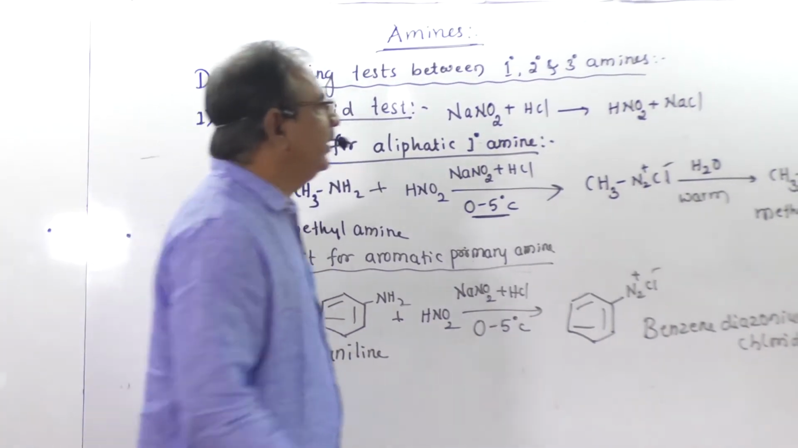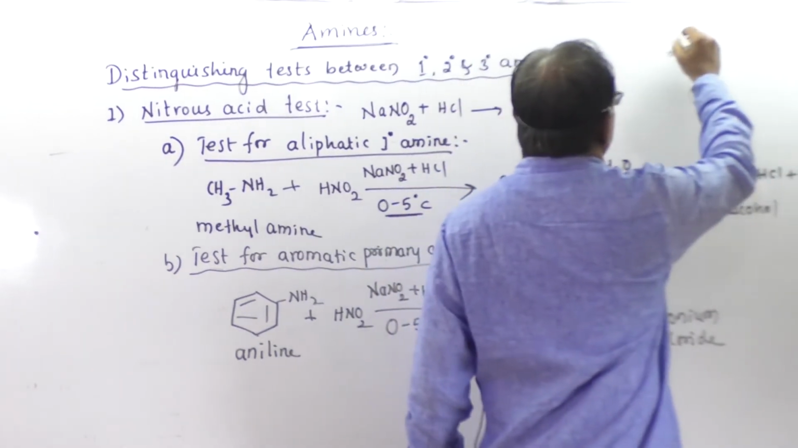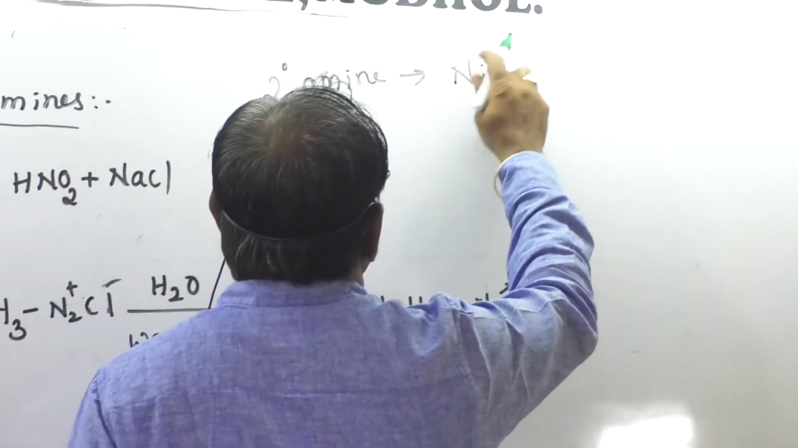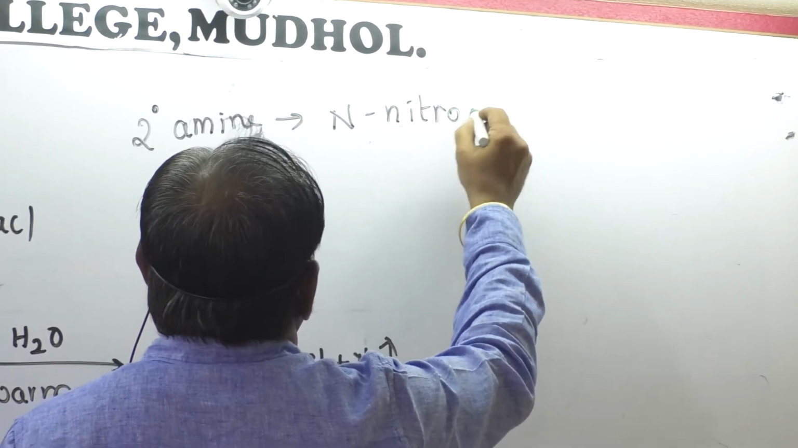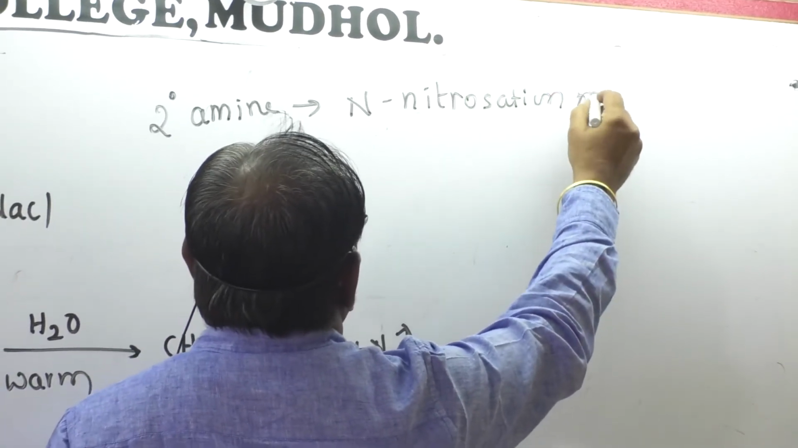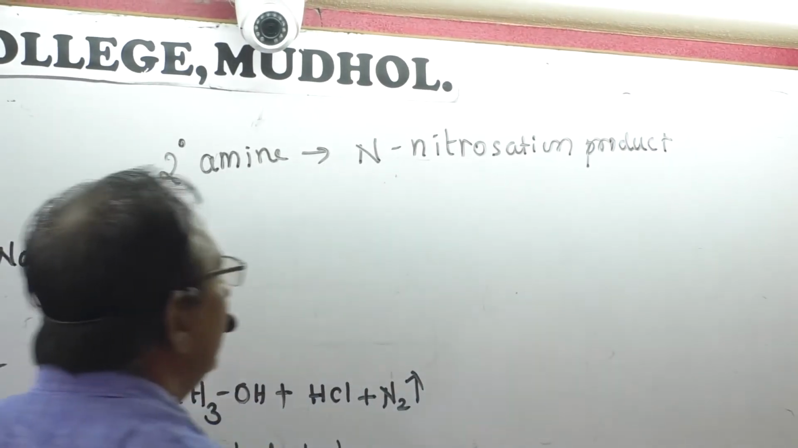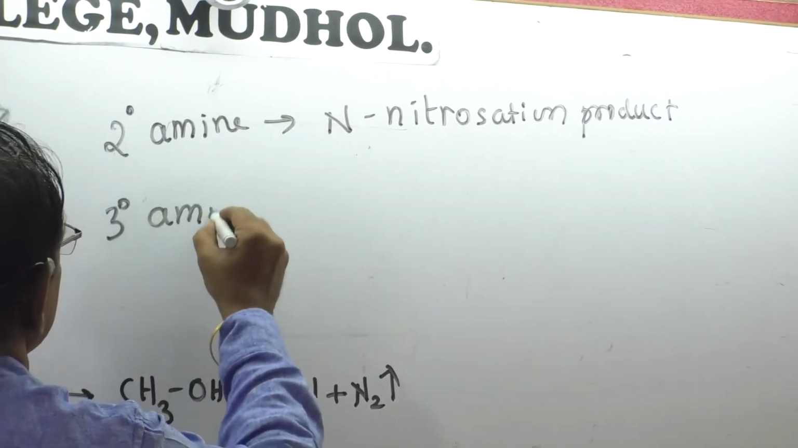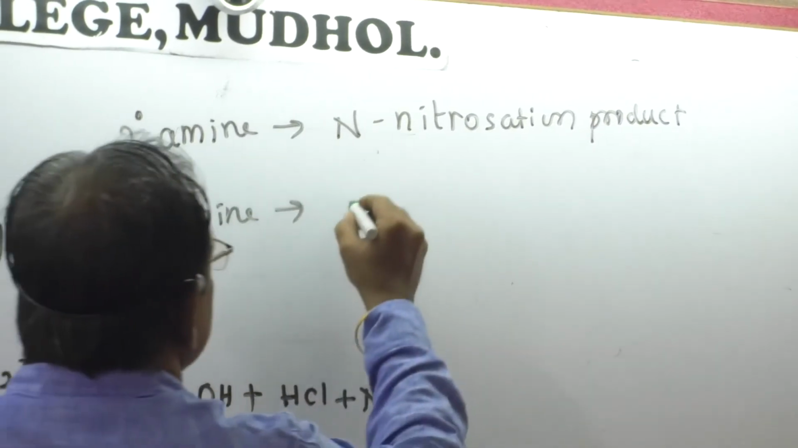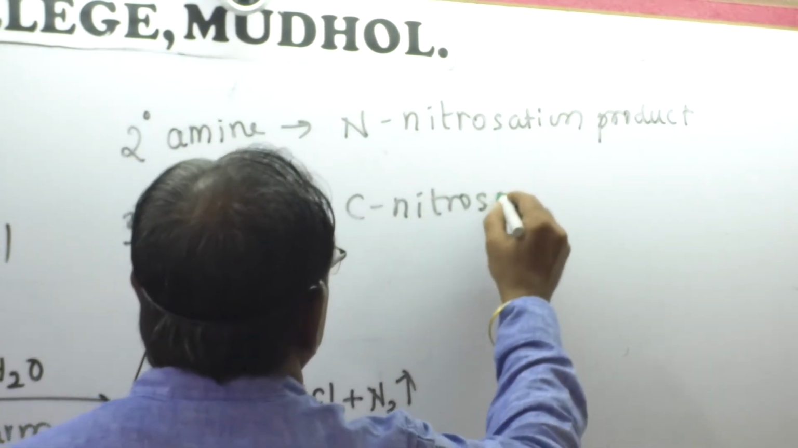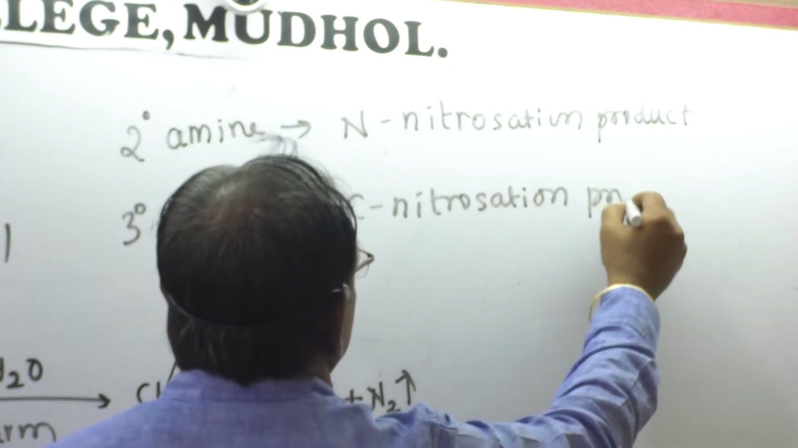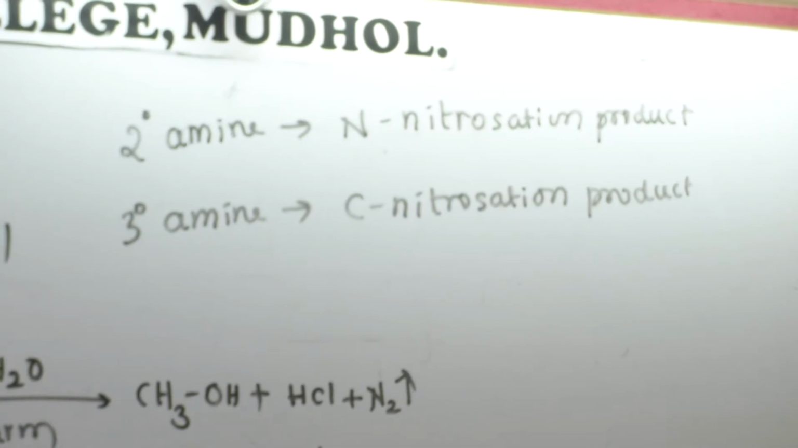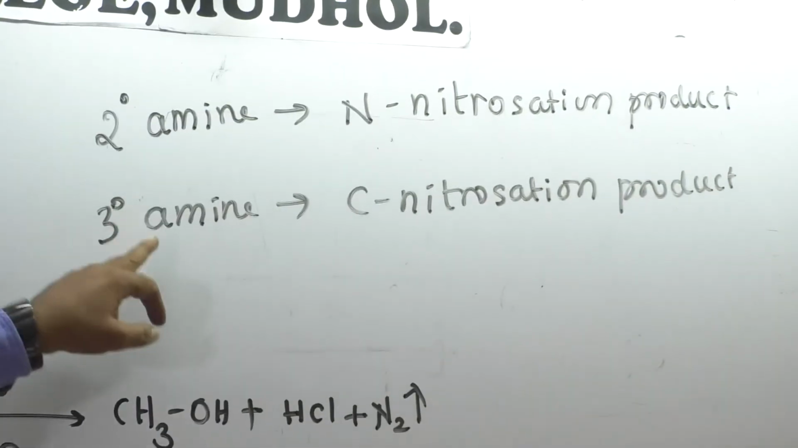Then secondary and tertiary amines. If it is a secondary amine, it gives an N-nitrosation product. The formation of N-nitrosation indicates a secondary amine. In a tertiary amine, it is a C-nitrosation product. N-nitrosation and C-nitrosation products are formed by secondary and tertiary amines.